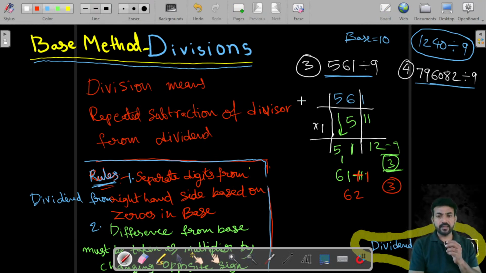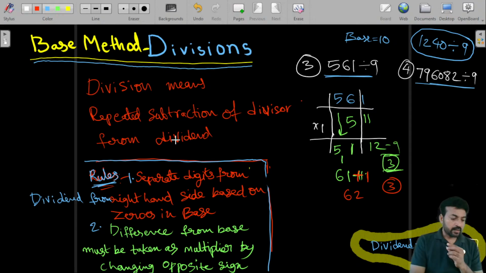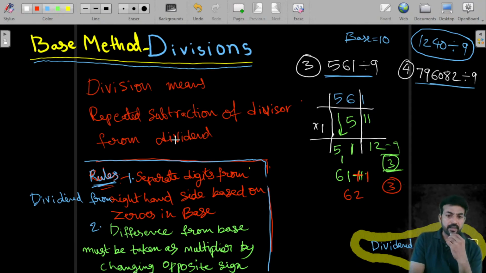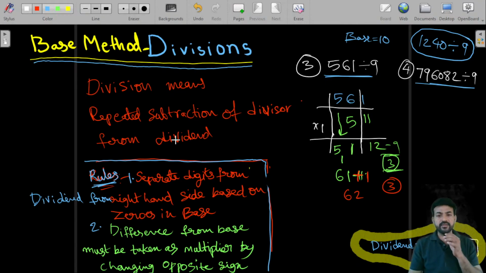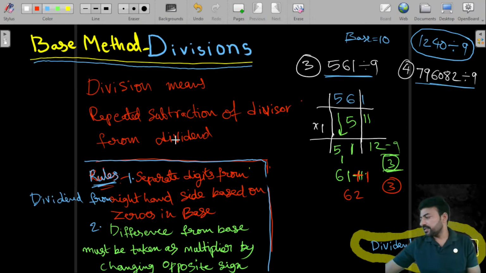So base method, multiplication. We have completed division by 9. Today we can learn division by 8 or 7 or 6, the remaining numbers.